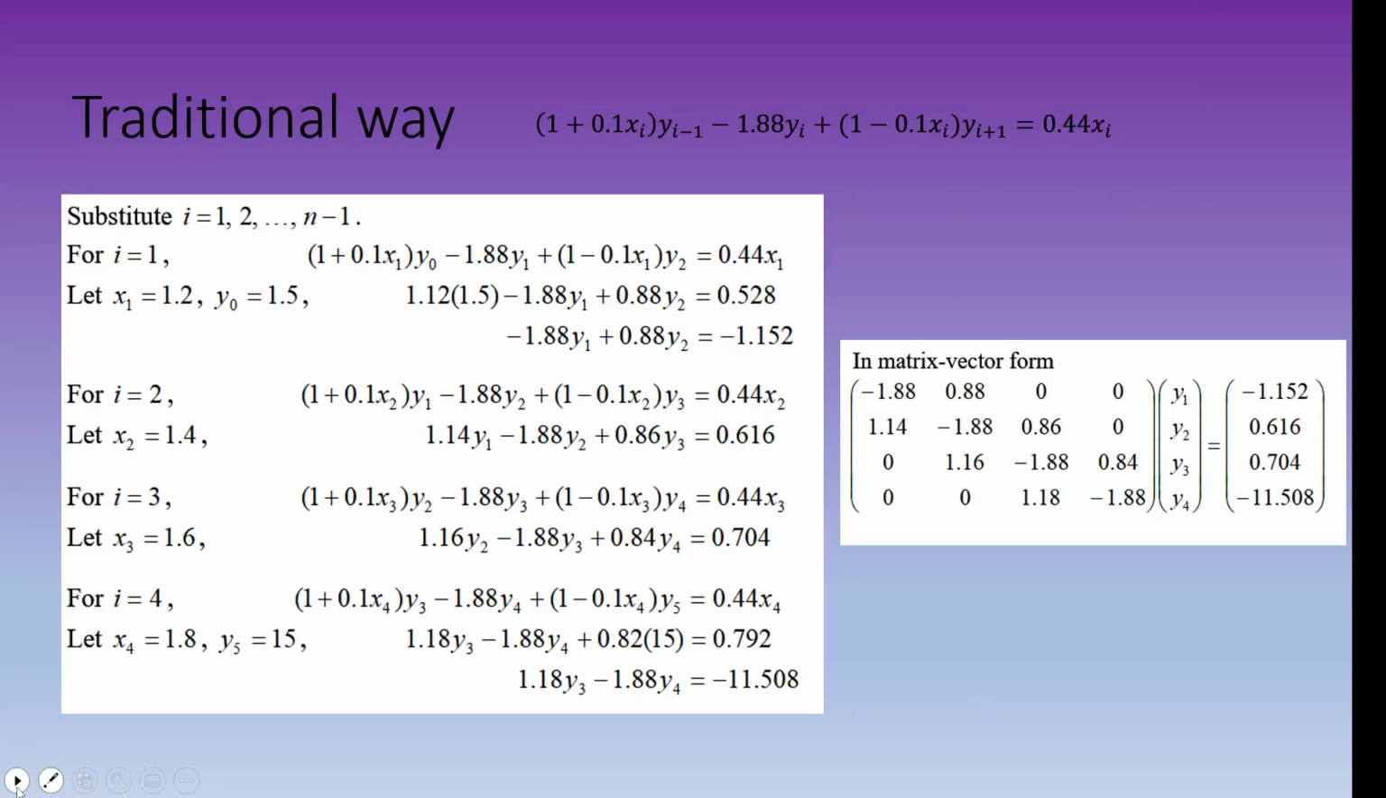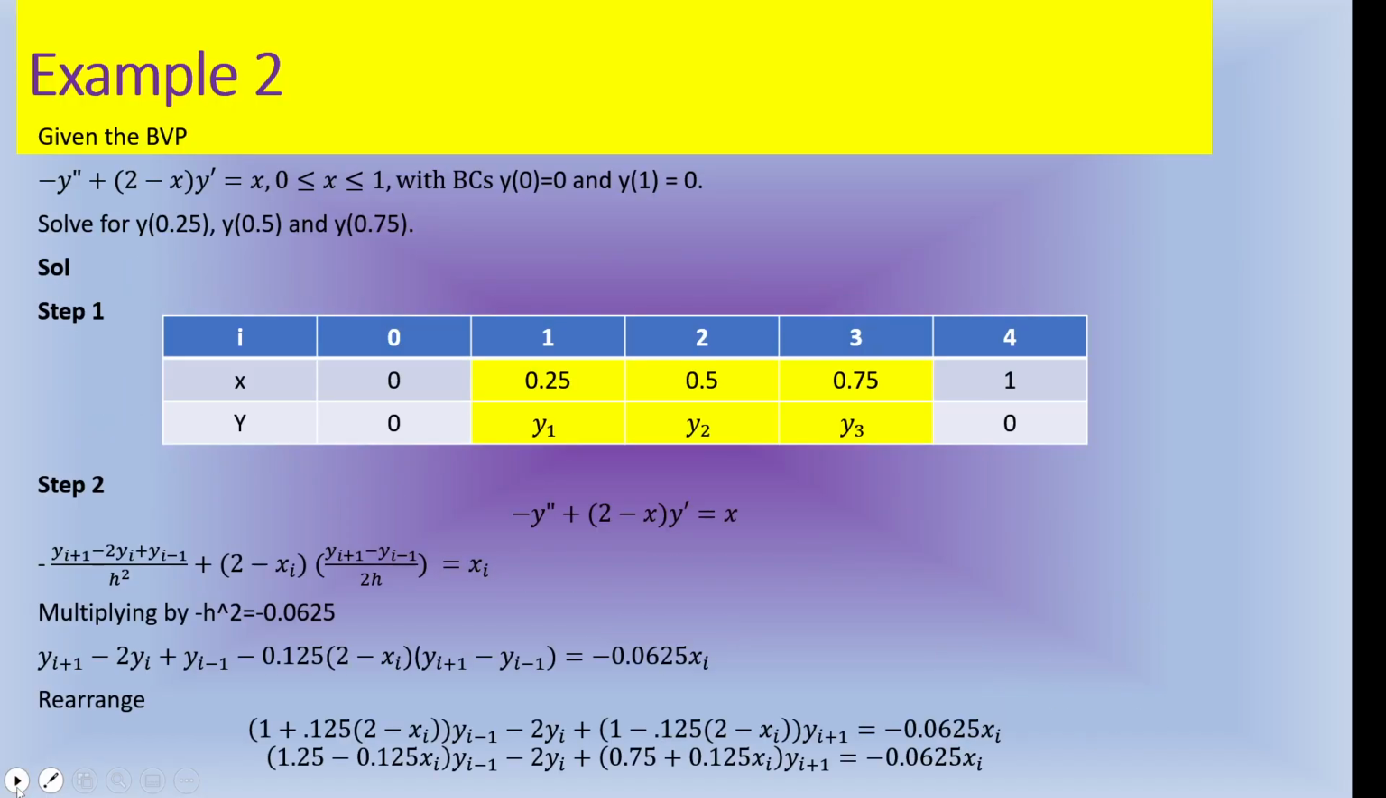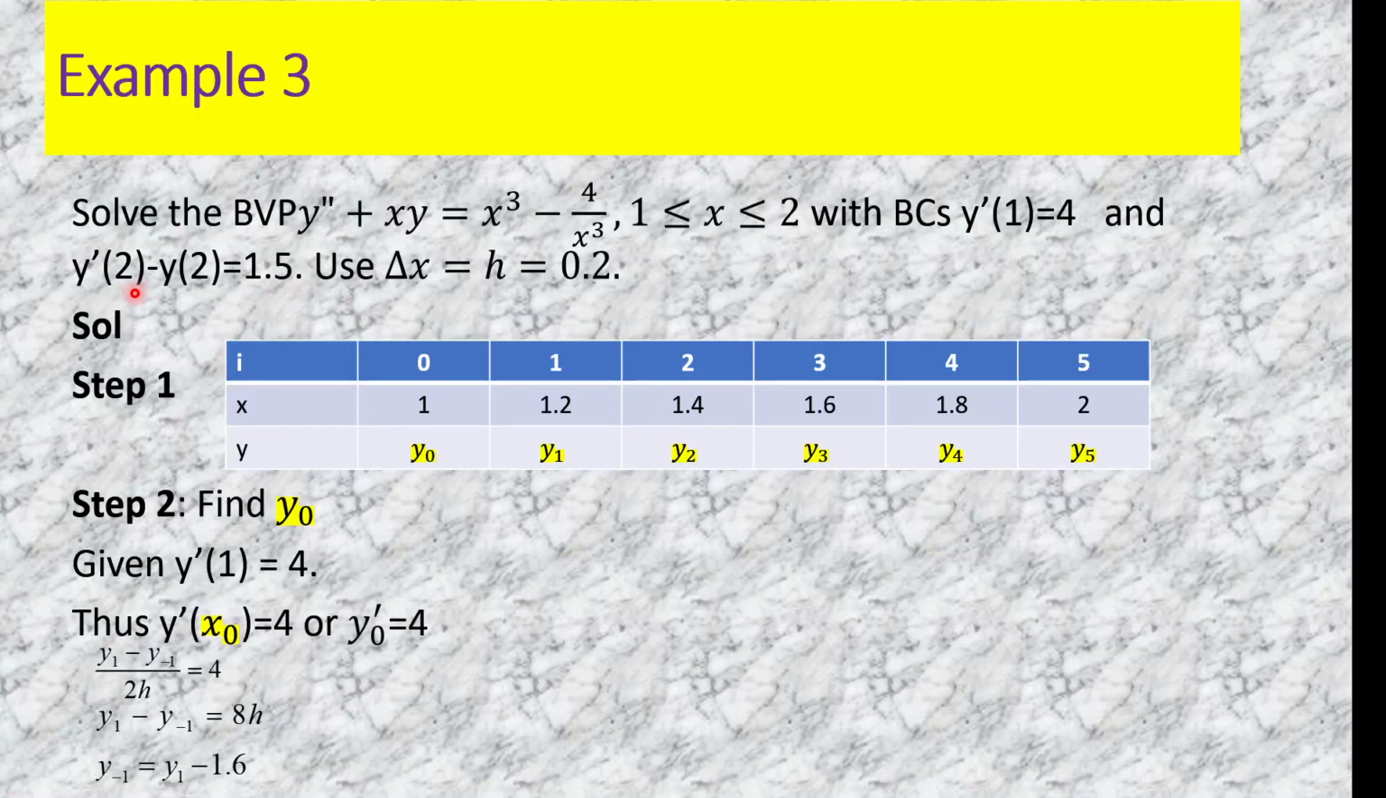So with this we look at the third example, which is a derivative boundary condition. In this case, we are going to solve this second order differential equation, y double prime plus xy equal to x cubed minus 4 divided by x cubed, where x is from 1 to 2, with the increment h of 0.2. So the first step here, draw the diagram. You have x from 1, with increment 1.2, 1.4, 1.6, 1.8, 2.